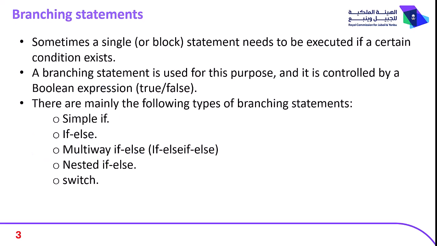Branching statements. Branching statements allow us to execute a specific statement or block of code only when a certain condition exists. This flow is controlled by a Boolean expression, which results in a value of either true or false. The main types we will study are simple if, if-else, multi-way if-else, nested if-else, and the switch statement.